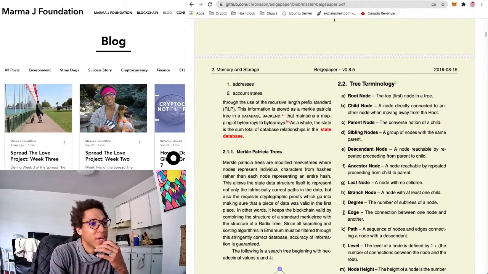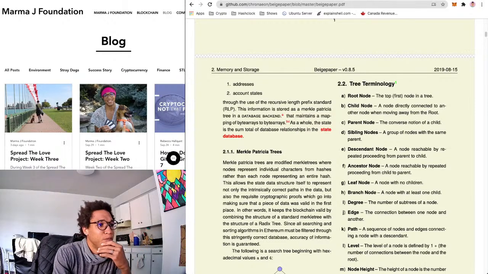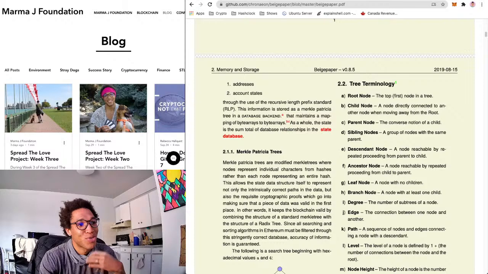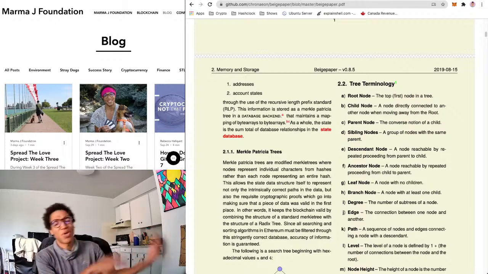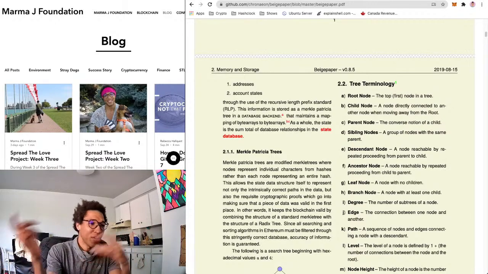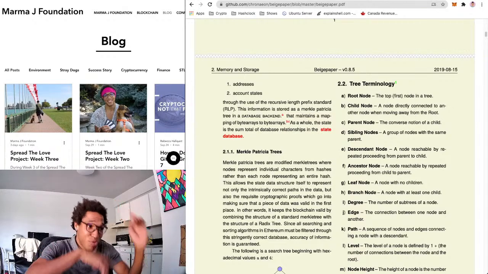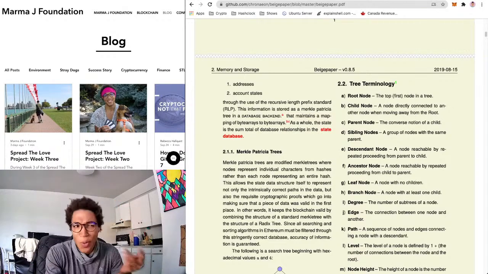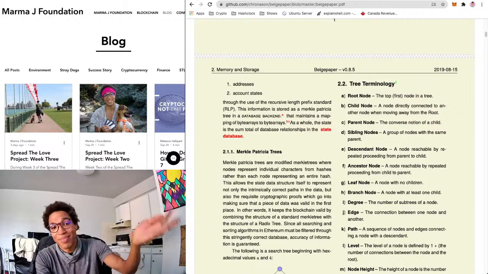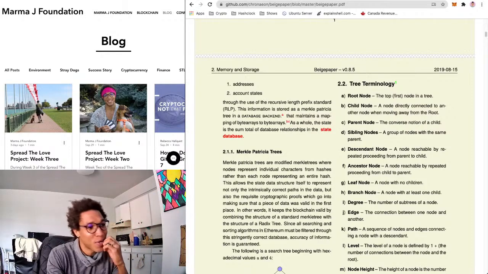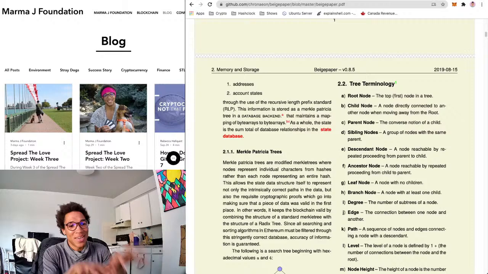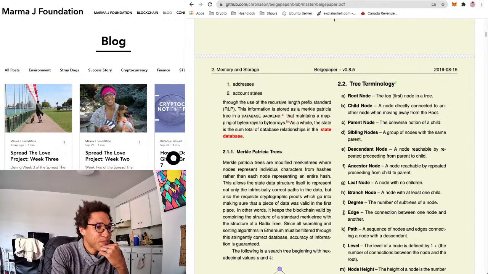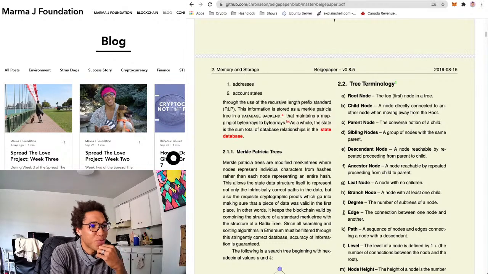And then through the use of the recursive length prefix standard, RLP, this information is stored as a Merkle-Patricia tree. That's where you get into the computer science stuff, but it's not that complicated, actually. They're changing the trees from a Patricia tree into a binary tree soon, hopefully. But again, this is about what Ethereum was or what it is now, not what it's going to be. But that's what makes it the backend. So the backend is just one big Merkle tree, where you can go in and easily figure out what state you need to find. As a whole, the state is the sum of the total database relationship in the state database.